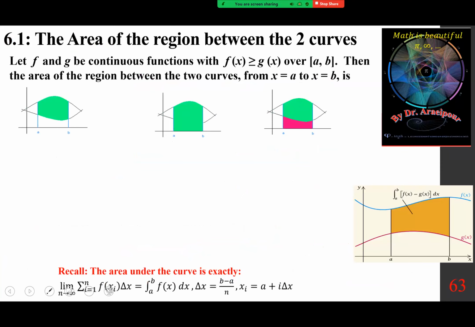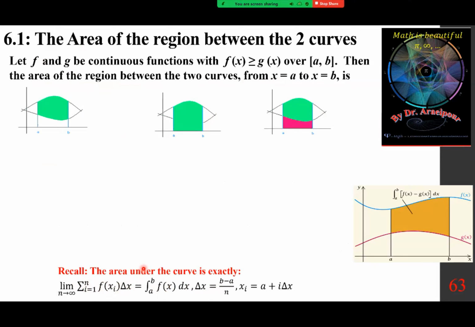Let's switch gears and go to the area of the region between two curves. Let f and g be continuous functions, with f being larger than or equal to g of x. In other words, f is above g. Over some interval of a to b, then the area of the region between the two curves from x equals a to x equals b is as follows. So we are interested in this. This one is at top, the area under the curve. I hope you remember the area under the curve is exactly equal to that, which is the Riemann sum when we are dealing with a continuous function and a positive function.